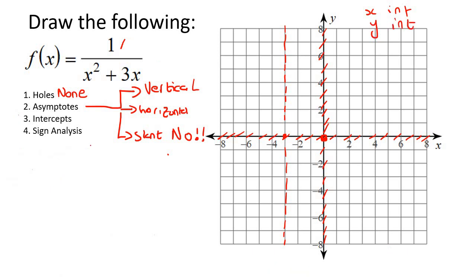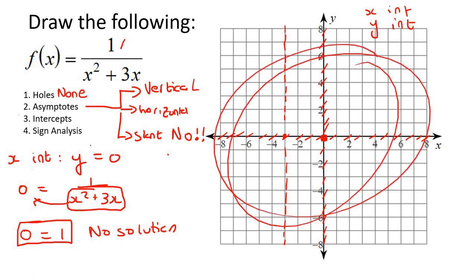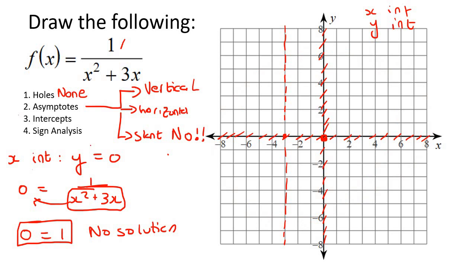To find an x-intercept, you just make y equal to 0. So you take your equation and you make y 0. What I like to do is take this to the left by cross multiplying, and you end up with 0 equals 1. That's pretty awkward because that doesn't exist. So that means there's no solution here, which means there is no x-intercept. So this graph never ever ever cuts the x-axis, which is pretty interesting.